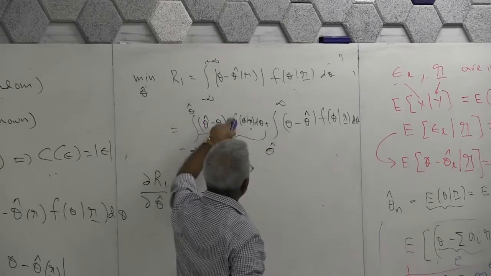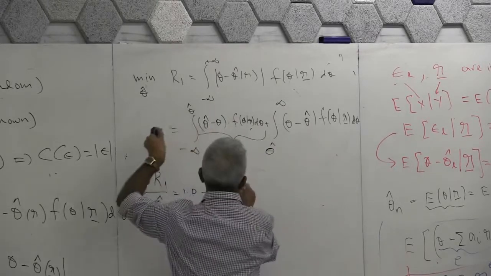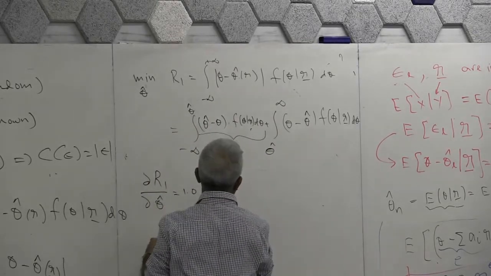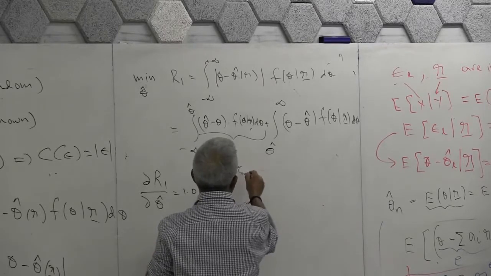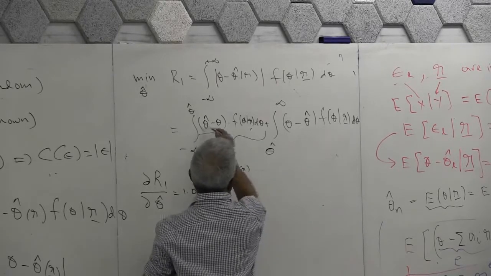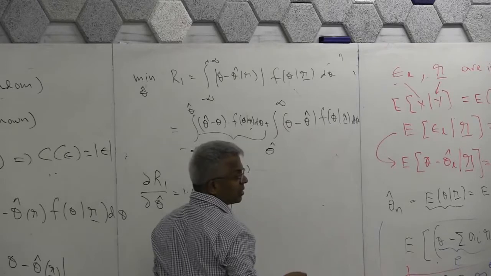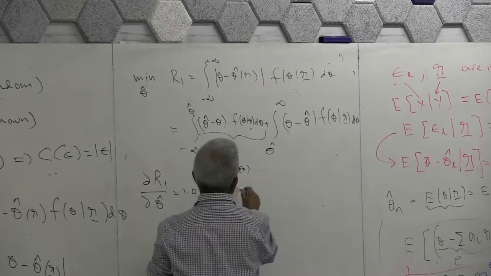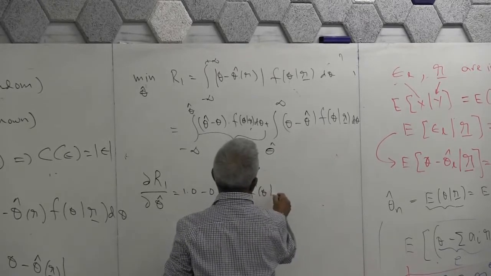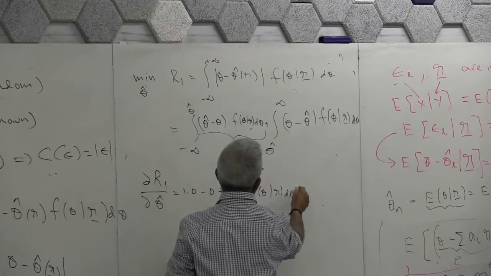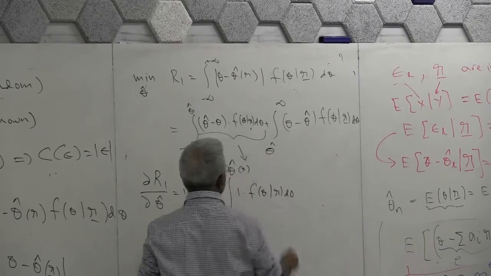So derivative of this with respect to theta hat, remember the limits stay as they are, so it's minus infinity to theta hat. And what is the derivative of this with respect to theta hat? 1, right? So 1 multiplied by whatever is the constant. So we just finished with this term, okay?